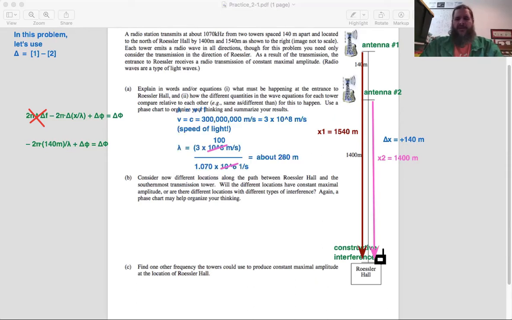So that's the wavelength. These radio waves have a wavelength of about 280 meters. Rounding it off a little bit, but that's pretty close. Any questions on that so far?